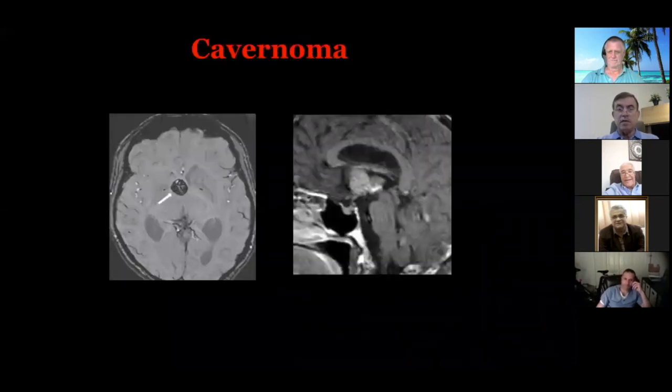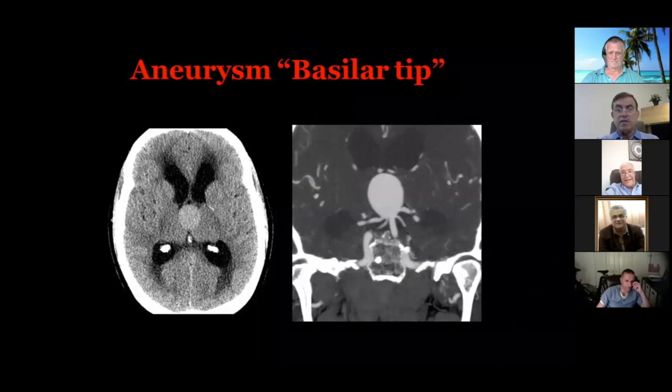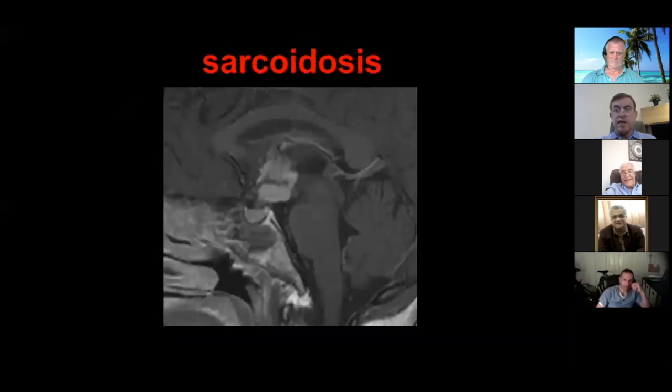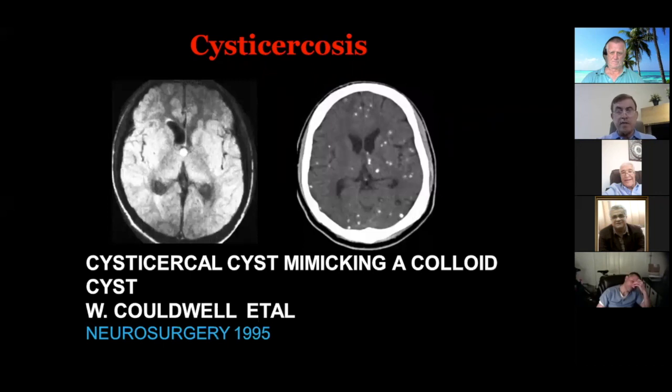cavernoma, within the area where you'll find the colloid cyst, a lymphoma, forgotten disease, aneurysm. You have to have a high index of suspicion to remember that an aneurysm of the basilar tip can really grow up into that area. Histiocytosis X, loves the base of the brain. Sarcoidosis can be anywhere in the central nervous system. Cysticercosis. And this is a paper published by my friend William Caldwell from Salt Lake City about cysticercosis back in '95.